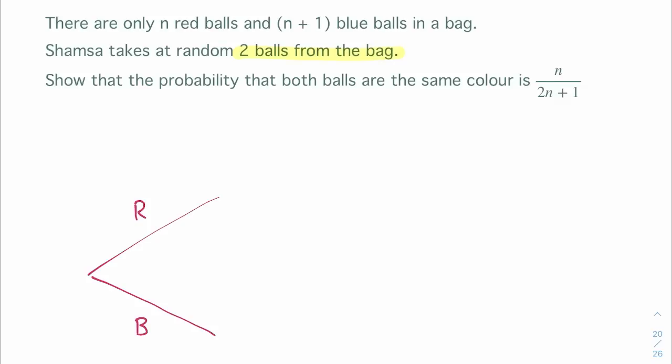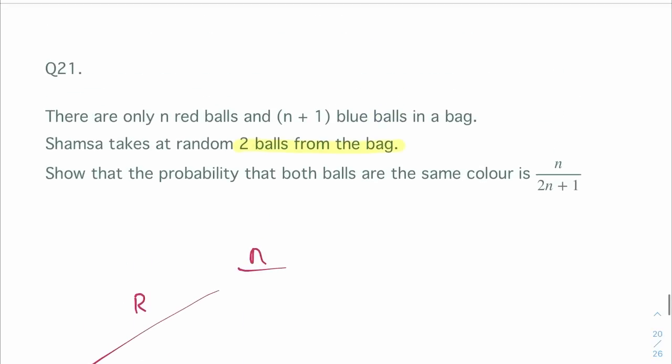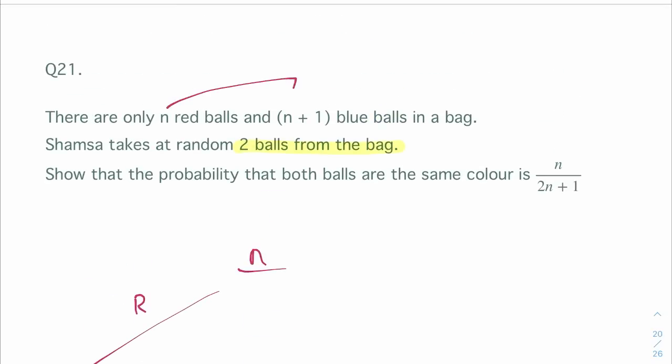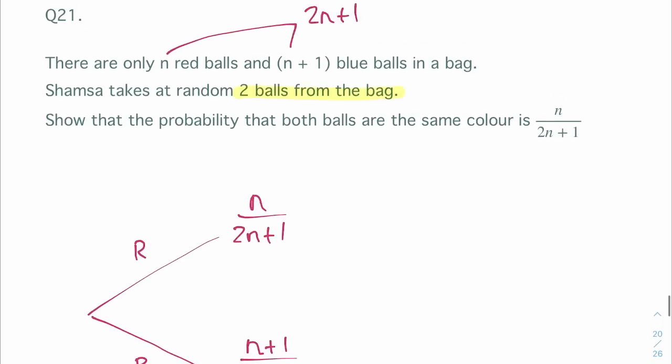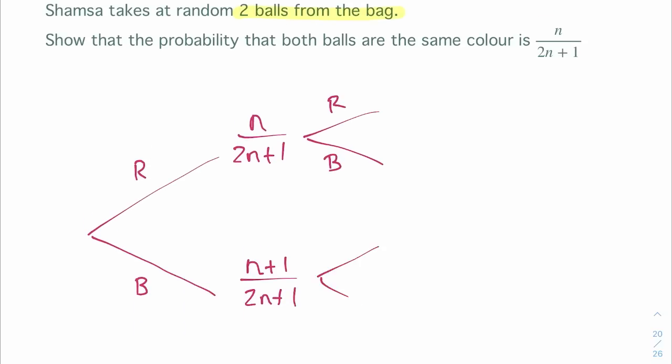Now if we take a red ball, there are n red balls, and there are n plus 1 blue balls. So in total, you've got n and n plus 1, and in total that is 2n plus 1. So that's going to be out of 2n plus 1, so 2n plus 1 on the denominators. Now when we take the next one out, it's going to go down by 1, as we are taking 2, and it doesn't say anything about replacement. So for our next one here, we're going to have to think about taking one of them out.